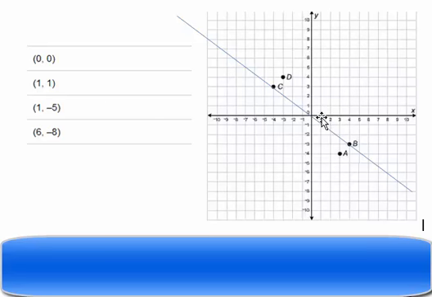1, 1, so we go over 1, up 1. It does not cross that, so we can get rid of that one. 1, negative 5. Let's go over 1, down 5. Doesn't cross that, so that one's gone. 6, negative 8. So we go over 6, go down to negative 8. It doesn't cross that point, so the only one that's collinear with it is the origin, 0, 0.